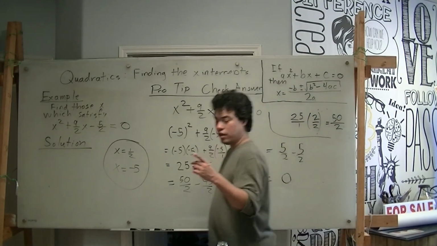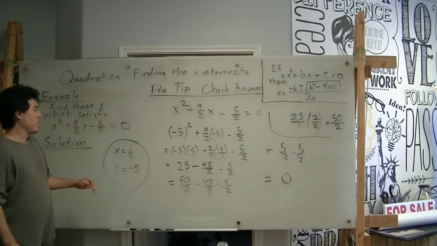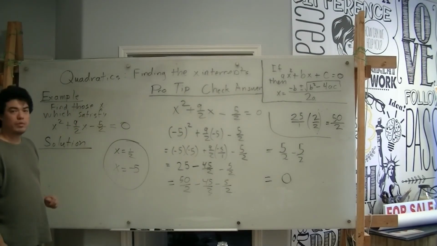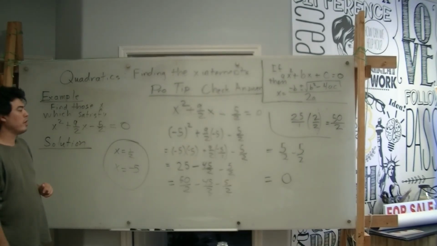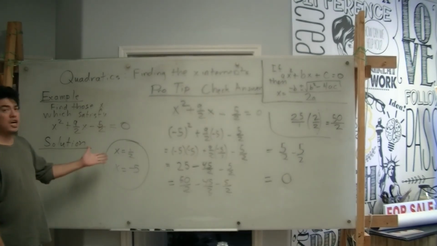So we have just finished verifying that both of the roots that we got, both of these x-intercepts, are in fact the correct value of the x-intercept. Ta-da! It's wonderful.